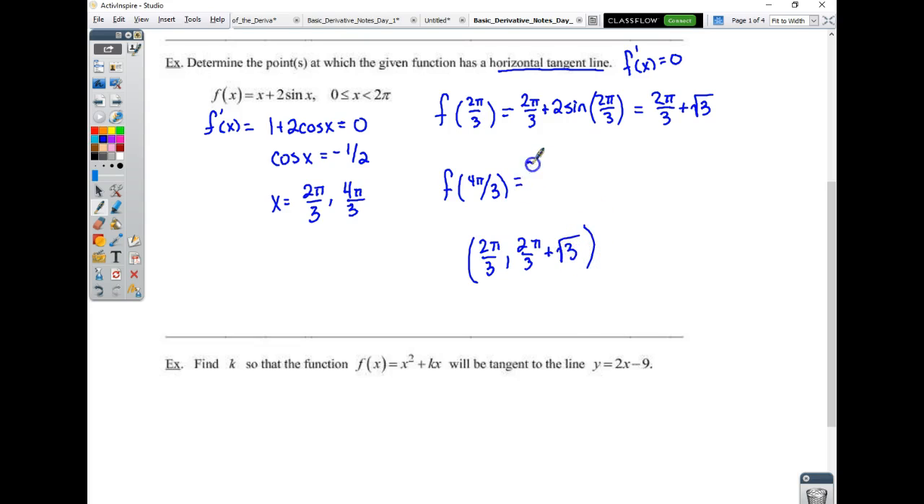Got one more to find. 2 pi-thirds plus 2 sine of 4 pi-thirds. What's the sine of 4 pi-thirds? Beautiful. Whoops, I put 2 pi-thirds. That should be 4. Please don't copy from what you wrote above. So that's going to be a negative root 3 over 2, so that's going to be minus square root of 3. So that's my first point. My second point.